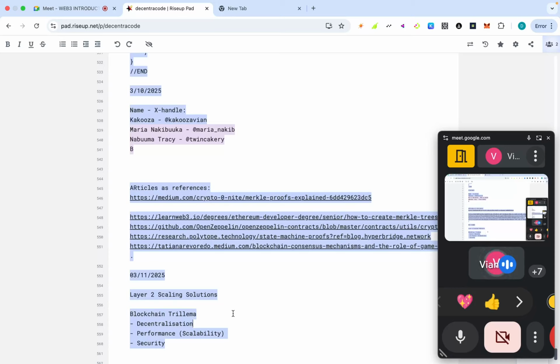So decentralization, in essence, is simply, in my own words, the existence of a distributed network of computers operating on the same protocol.